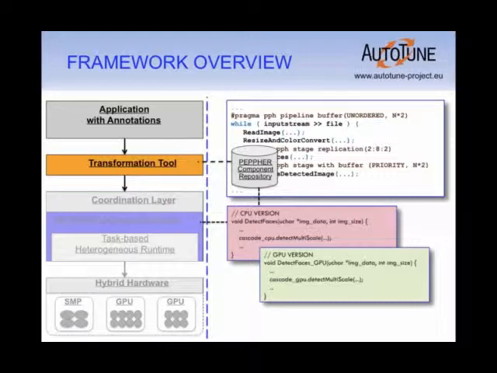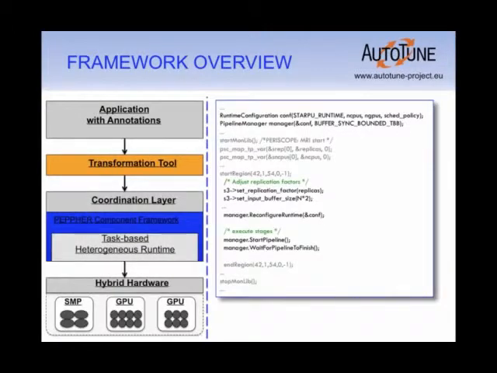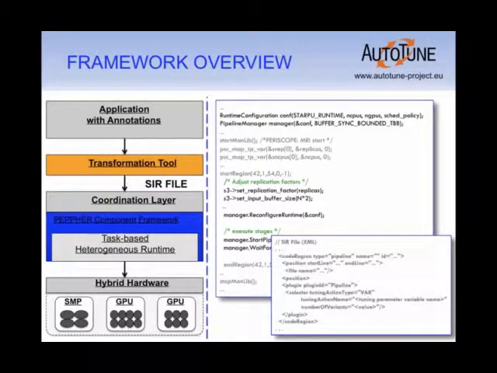Each component might have multiple implementation variants, for example, CPU and GPU implementation variants. The original code is then transformed into a representation that utilizes the pipeline coordination layer that runs on top of the StarPU runtime system and features Periscope-specific instrumentation. Additionally, the transformation tool generates a CR file for Periscope tuning framework.